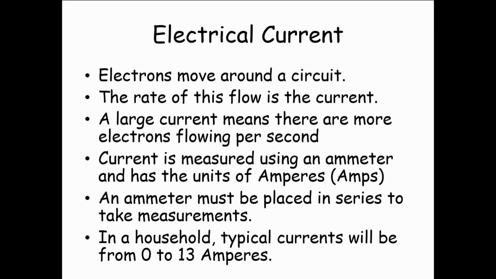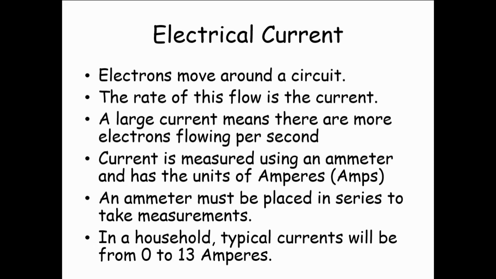So an ammeter must be placed in series to take measurements. Now, in your house, typical currents will be all the way from 0 right up to maybe 13 amperes. Unlikely there'll be anything more than that. You can't get less than 0, of course. It can be thousandths of an amp.